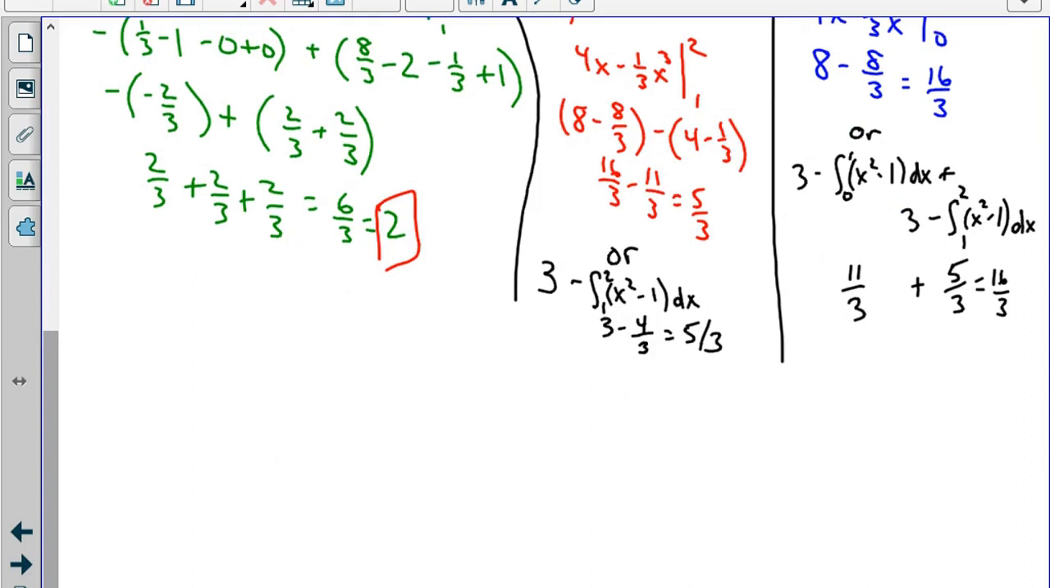If I did it the geometric way, I have that rectangle with area 3, and then I subtract what I already found earlier, which was that the integral of 1 to 2 of x squared minus 1, that's 4/3. So I already found that earlier. So I do 3 minus 4/3, and I get the exact same answer, 5/3.